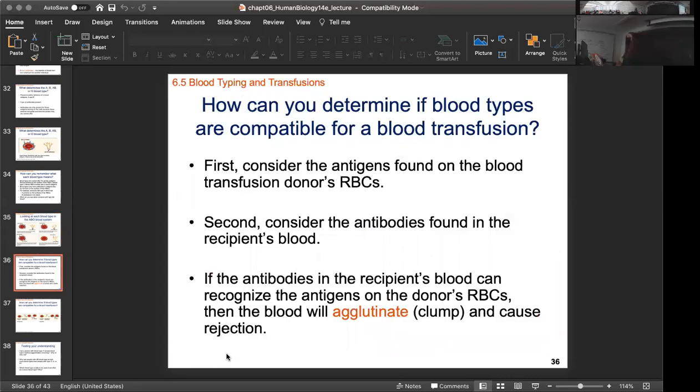The next question is, how can we determine, we're sitting in the hospital, we're all going to turn into doctors and nurses after this, and you've got to decide, does this person need a blood transfusion, and if so, what can they have? Well, first, you have to consider the antigens found on the blood transfusion donor's red blood cells. So somebody donated some blood, we got to look at what this is. Okay, I'm holding on to the blood pint. Okay, so this donor has A antigens, all right?